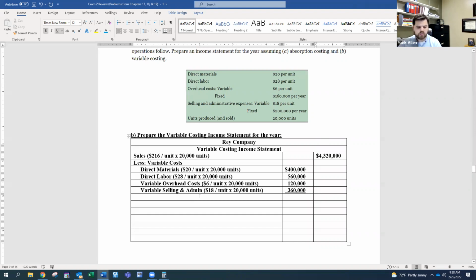And when we do that, this will give me the ability to calculate my total variable costs. The way we'll do this, of course, is by adding up all of these numbers in this middle column. And when I do that, this is $1,440,000, giving us, in this case, contribution margin of $2,880,000.